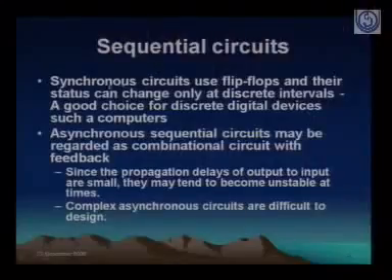Okay, now let's look into these definitions a little bit more. Synchronous circuits use flip-flops and their status can change only at discrete intervals, right? At discrete intervals, okay? A good choice of discrete digital device is a computer. So what we primarily focus on in computers is synchronous circuits using flip-flops. Now, here I want to give you an example.